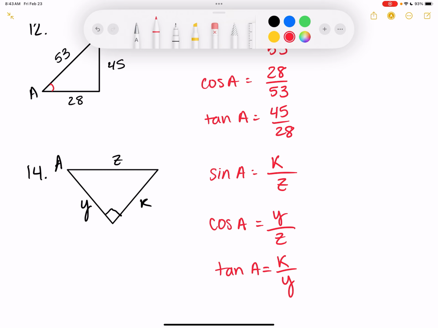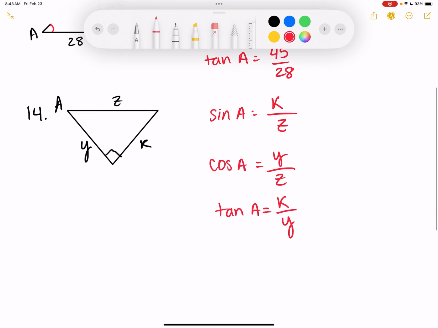All right, and these next ones are going to give us side A and side B, or side B, side C, some combo of sides. C is always going to be your hypotenuse, and they want us to find the third side. How might we find the third side of a right triangle? A squared plus B squared equals C squared. Yes, the Pythagorean theorem. Then we're going to find the 6 trig functions of angle B.